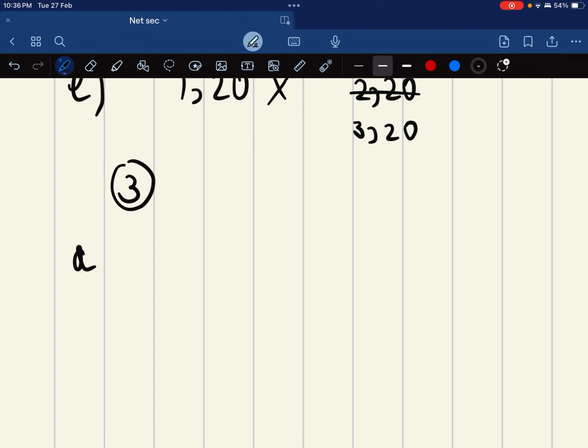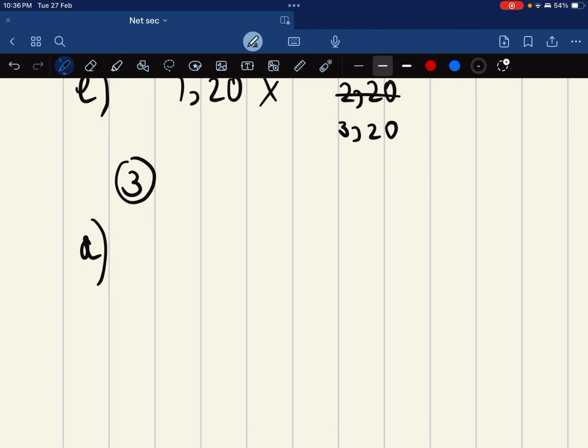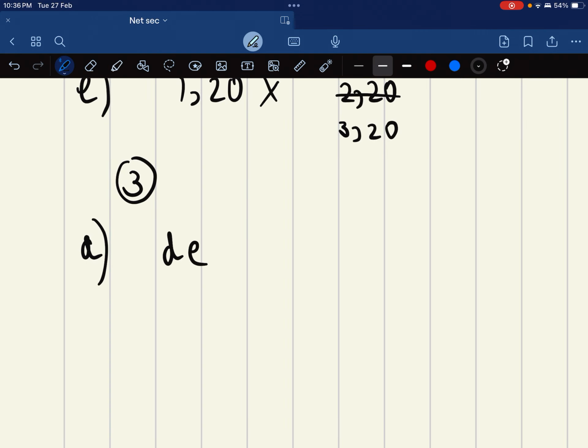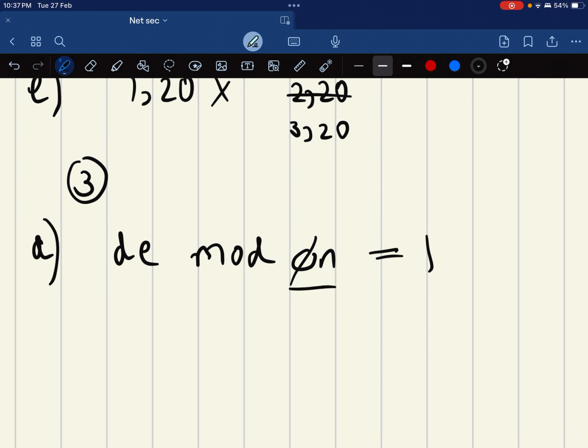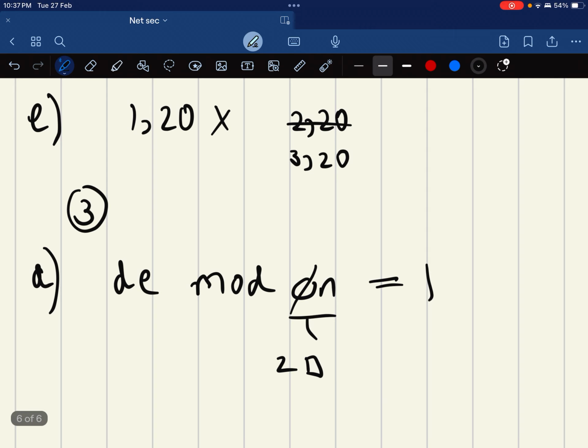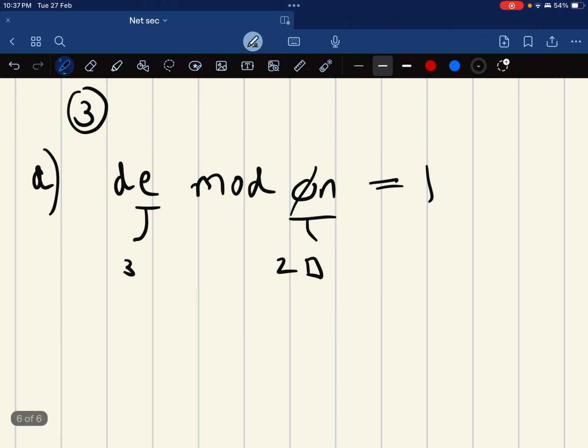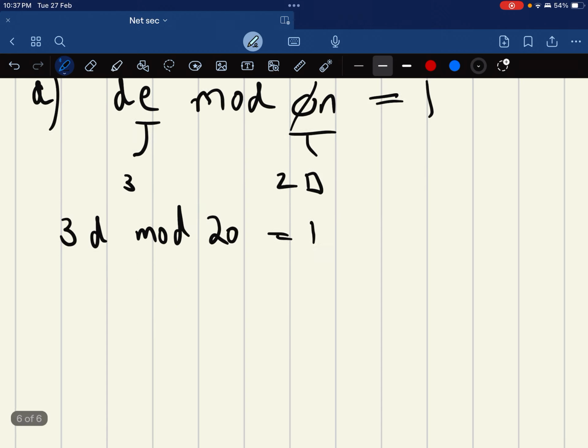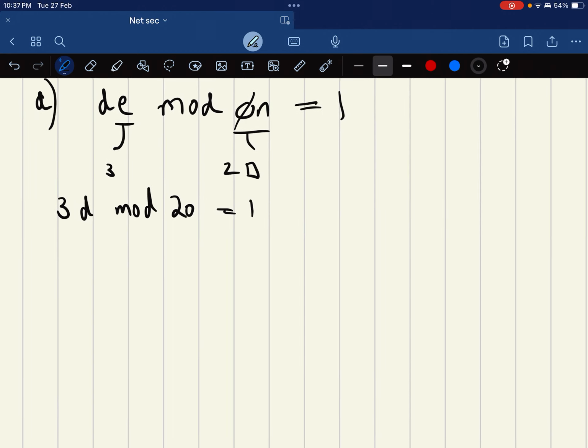Now for D, where you would need the extended Euclidean algorithm, this is how you'd approach it. You'd have to find D times E mod n such that it equals 1. So we'll replace our values. This is supposed to be 20, and we just chose our E, so this will just be 3. So D times 3 mod 20 such that it's equal to 1. You could do it by using the extended Euclidean algorithm. I'll show you how to do that now.